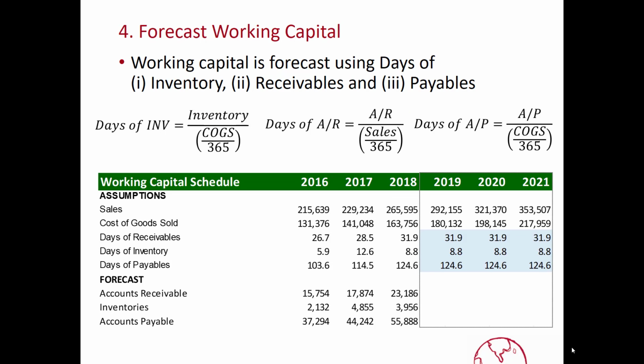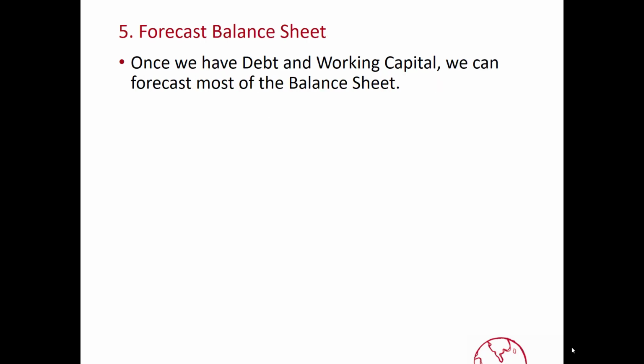Next, we forecast working capital. Notice that we calculate the ratios of days of receivables, inventory, and payables using these formulas for the past years. And we're going to assume that for the coming 3 years, the ratios remain unchanged from 2018. Once we know sales and cost of goods sold, we can use these formulas and these assumptions to calculate those working capital numbers.